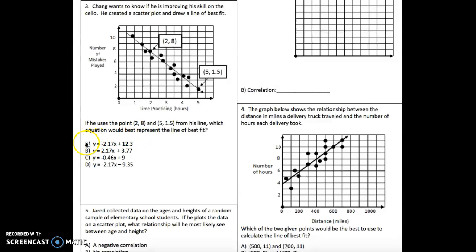So my answer has to be either A or D. I know it can't be answer B because my slope is negative and that's a positive slope for answer B, so it can't be that. So it's either A or D. Then I'm going to look at my y-intercept. My y-intercept looks like it'd be up here around 12. So I look down here and I'd pick letter A.